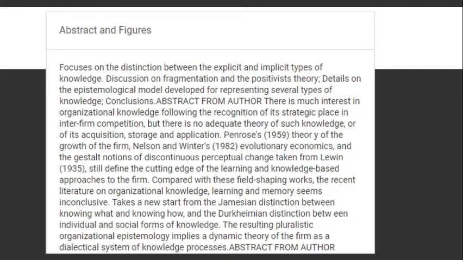The resulting pluralistic organizational epistemology implies a dynamic theory of the firm as a dialectical system of knowledge processes. So this is his abstract and figures of his research. And that would be the end of Chapter 8.